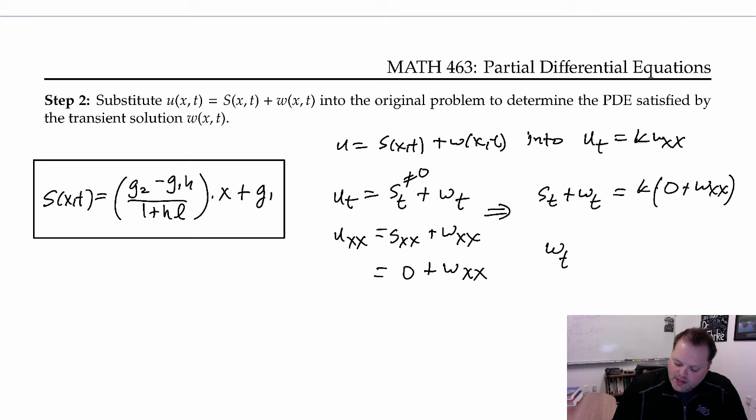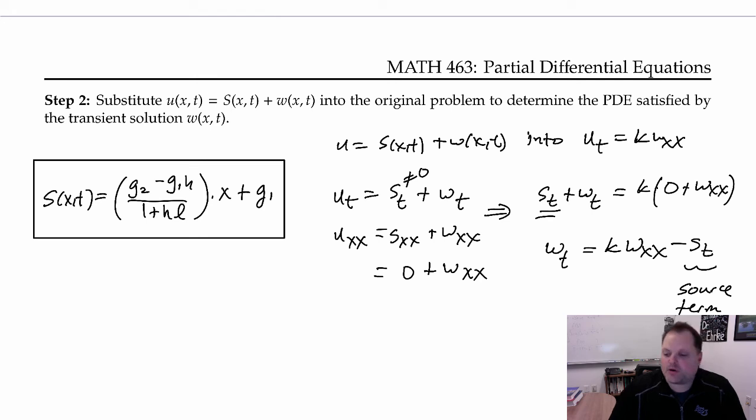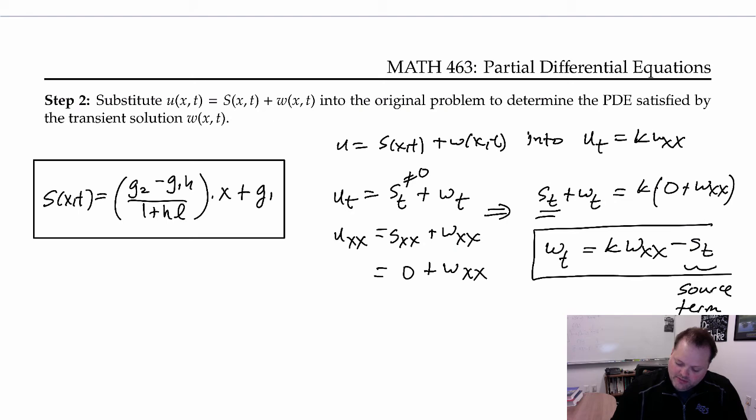So our new PDE is the heat equation, but this term gets subtracted over. I now have a source. I now have a part of the problem that's giving me some sort of internal heat generation over time for the transient problem, or at least it's acting like that. So this is the new PDE to solve. It's not like the old problem.